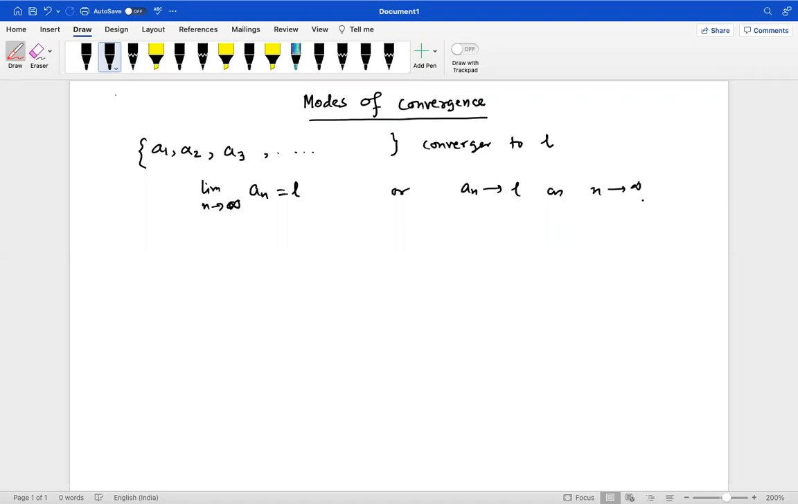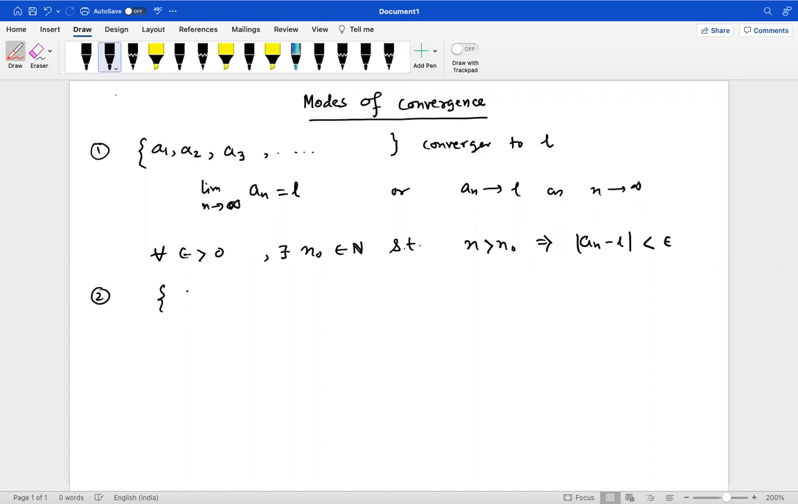So what is the convergence condition? For every epsilon, there exists an n0, a natural number, such that whenever n is greater than n0, a n minus L lies between minus epsilon and epsilon. So this is the definition of the convergence of a sequence of real numbers.